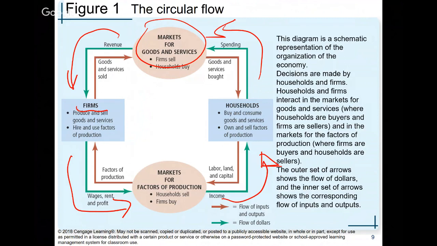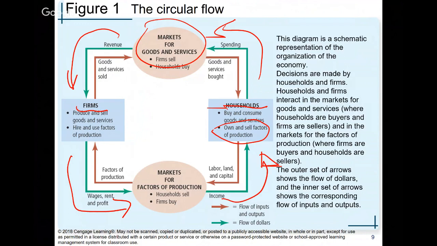So the green arrow shows you the flow of money, and then the red arrow here shows you the flow of resource and good and service. So again, remember household, we own all the good and service, and we're going to sell good and service. So we're going to go to our market for good factor productions. Wait, what did I say? I'm sorry. Did I say the other way? Household, we own all the factor productions. We're going to sell all the factor productions.